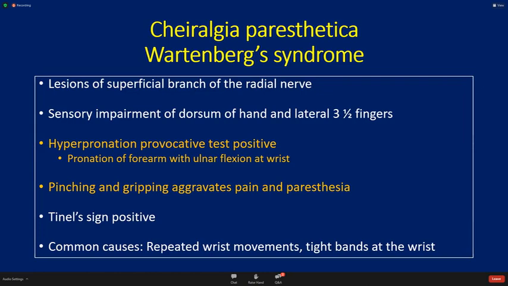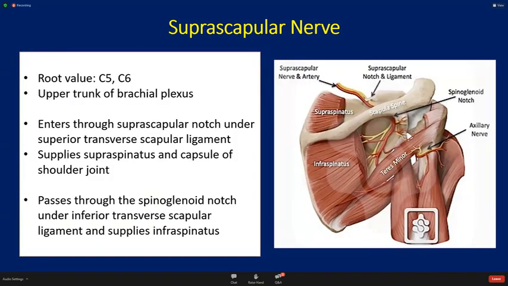It is a compressive neuropathy usually, and it occurs when people use tight bangles or bracelets, or in prisoners who have been handcuffed. People who use repeated wrist movements may also tend to have a cheiralgia paresthetica sensation, and the sensory loss and the anatomical snuffbox is the most important sign. The provocative test to produce the similar paresthesia is a pronation of the forearm with ulnar flexion of the wrist, or by pinching and gripping the fingers, which would also aggravate the pain and paresthesia.